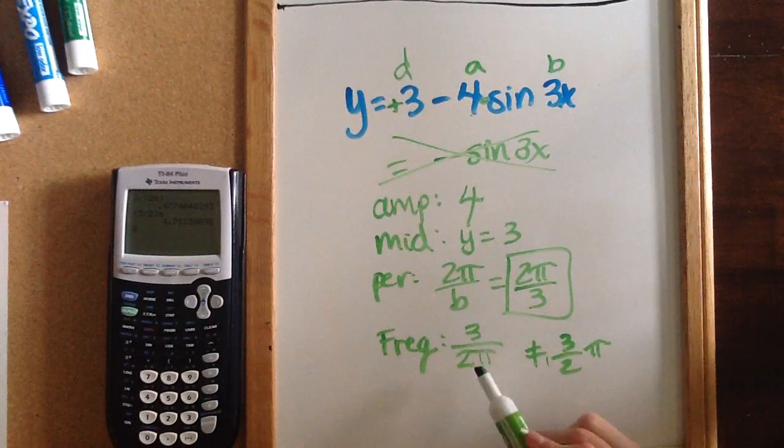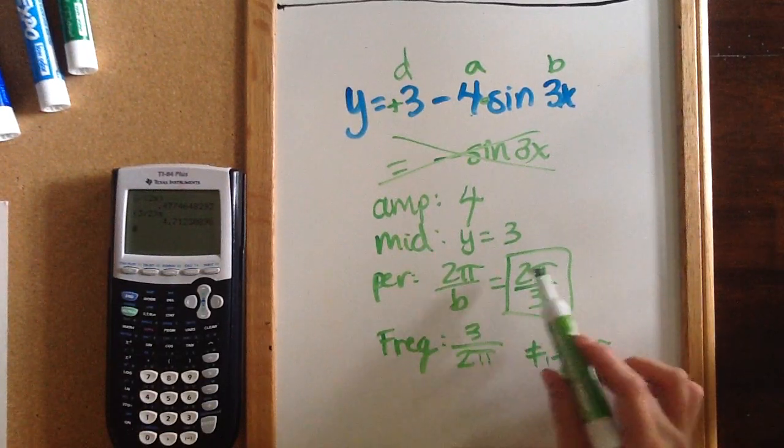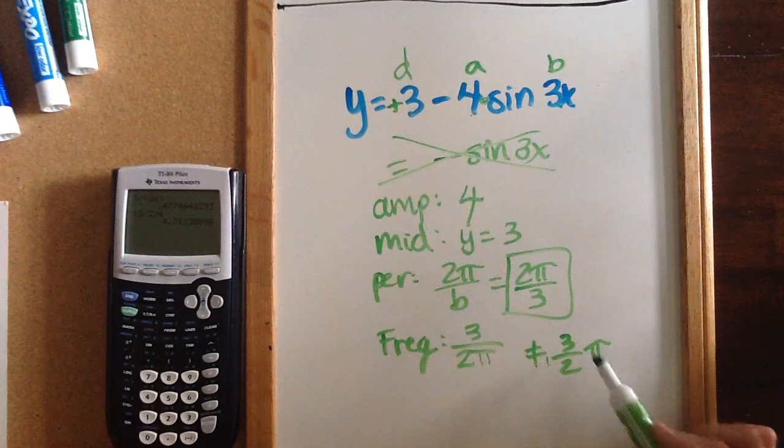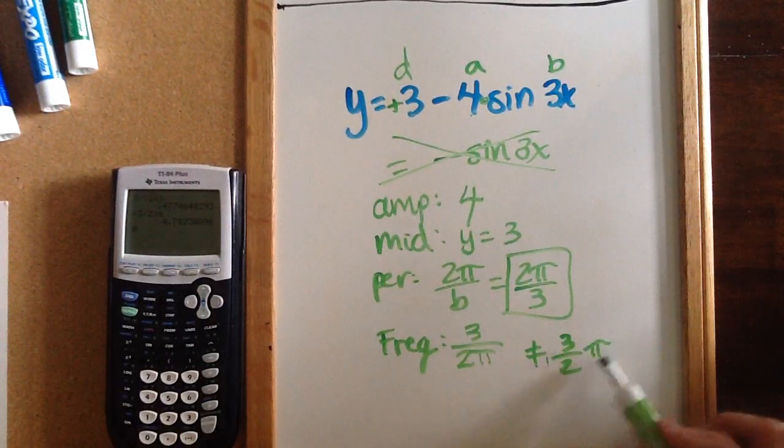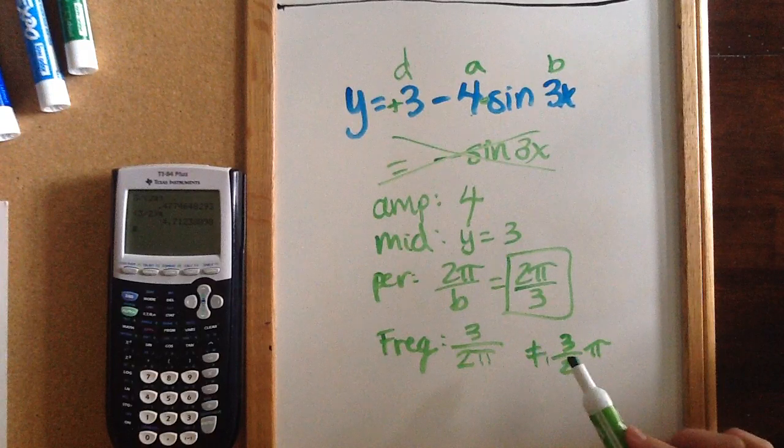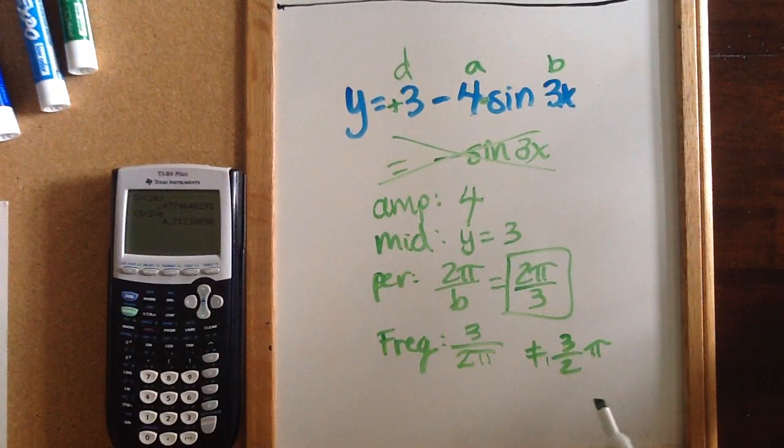So please make sure that when you flip this, the pi that was on top now goes to the bottom and it's not next to it. Anytime you have a pi written next to something, it could also be written in the top. Okay? So that's how you identify the amplitude, midline, period, and frequency from an equation for your sine and your cosine graphs, equations.